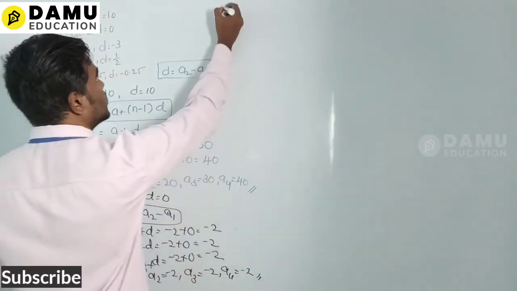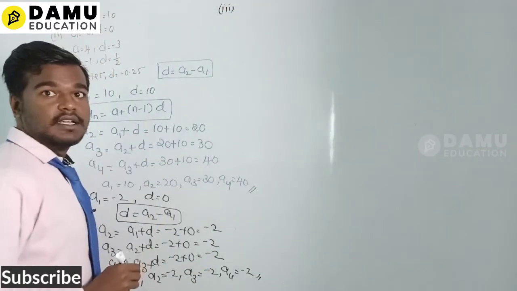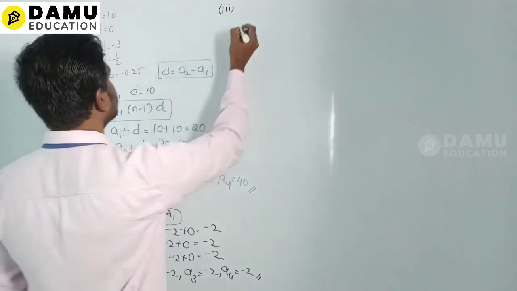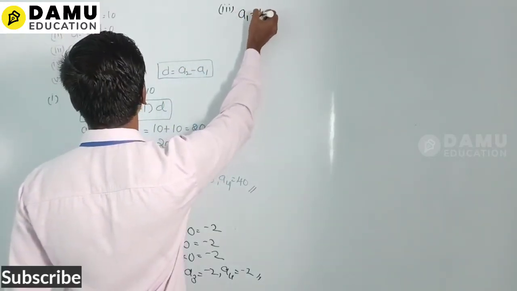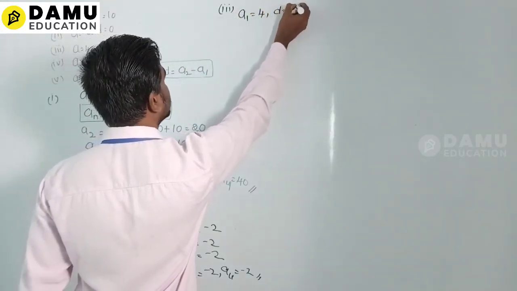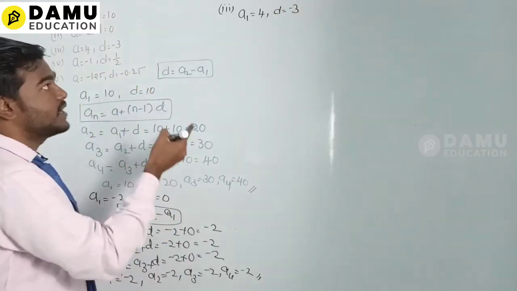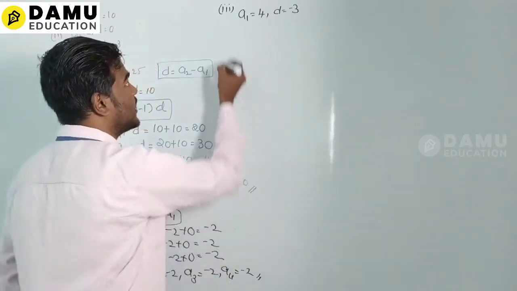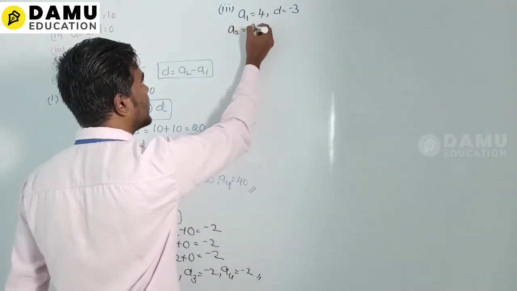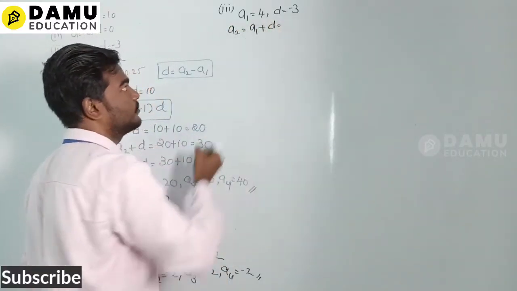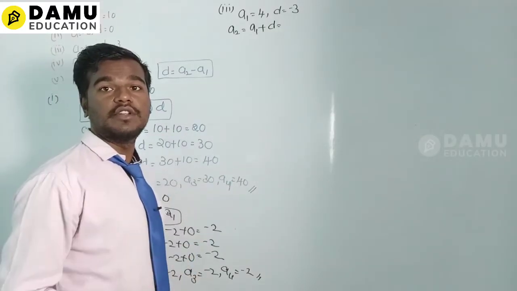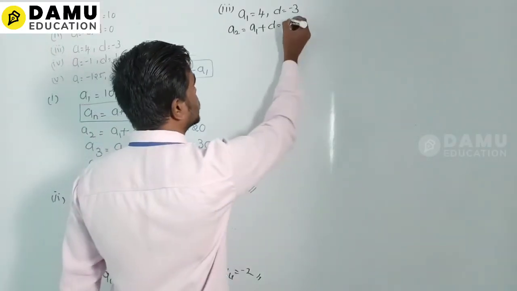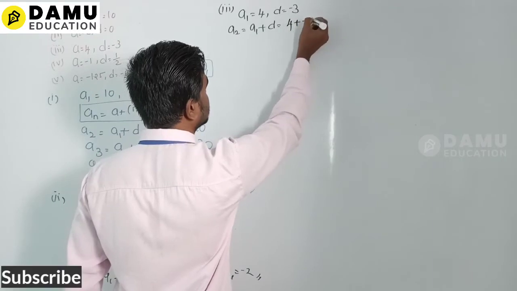Then our third one. What is our third question? a1 will be equal to 4 and d will be equal to minus 3. So what are the terms? a2 will be equal to a1 plus d. We know this one. To the previous term we are going to add the difference. So a1 is 4 plus of minus 3.